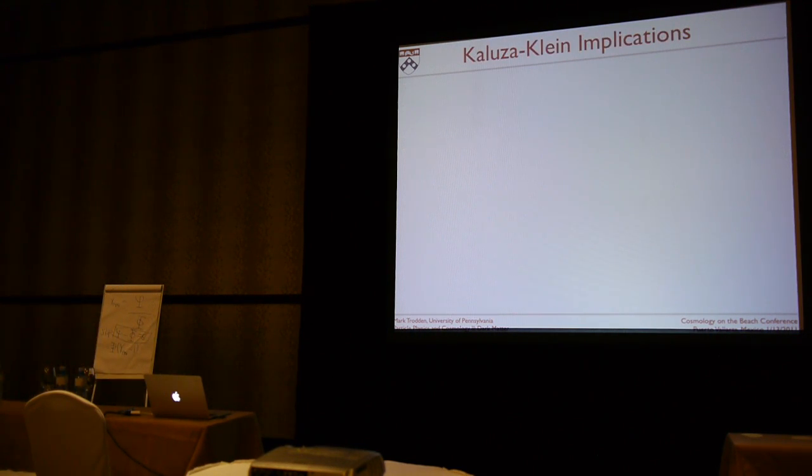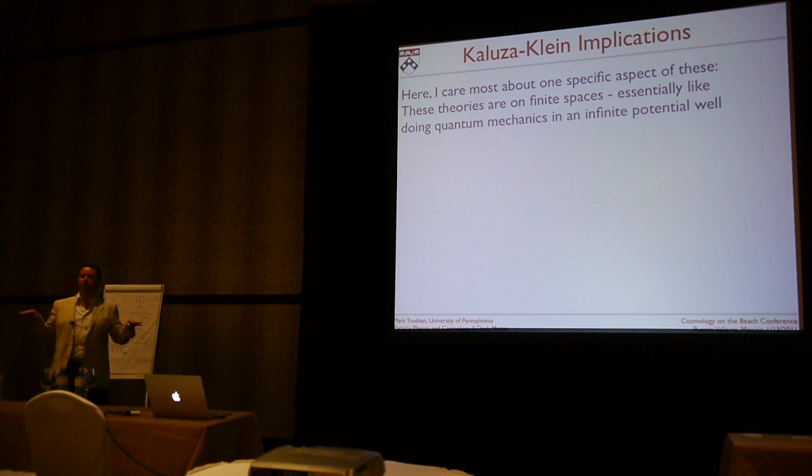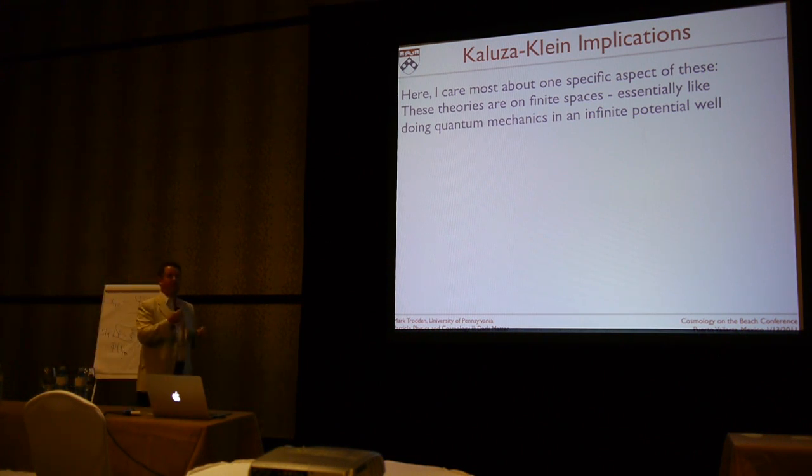Okay, now, there are many, many implications of having these extra dimensions. It's an incredibly rich structure. We could go on for many lectures, but for today, what I care about is one of them, namely the following. The theories that I've described are theories that happen on finite spaces. The 3 dimensions we live in are infinite, but the extra dimensions are finite. And so when you compute the effects of having fields on those spaces, it's really like doing quantum mechanics in an infinite potential well.